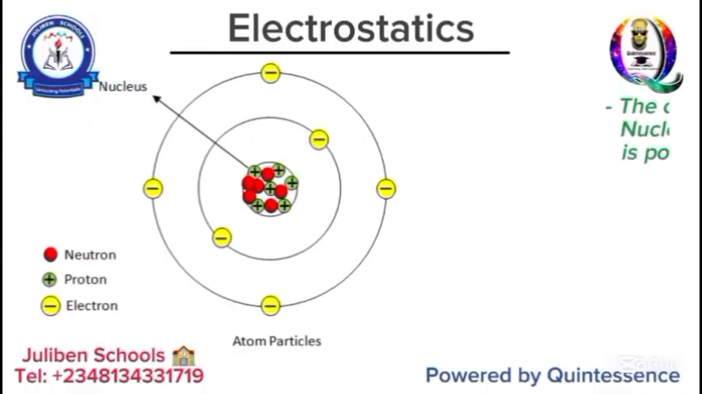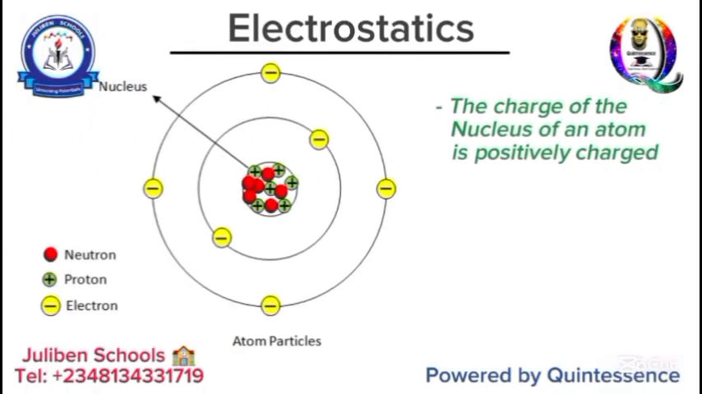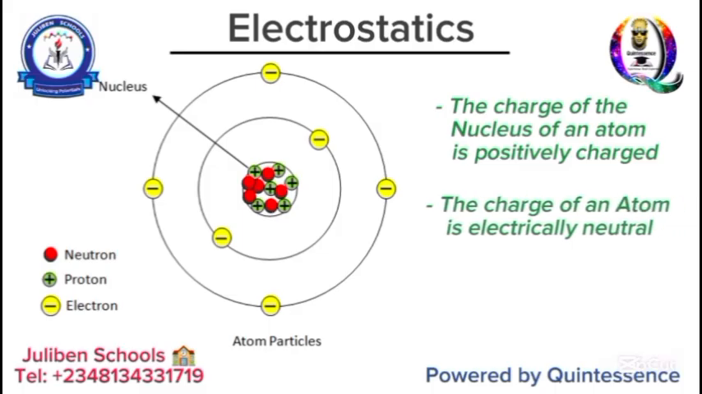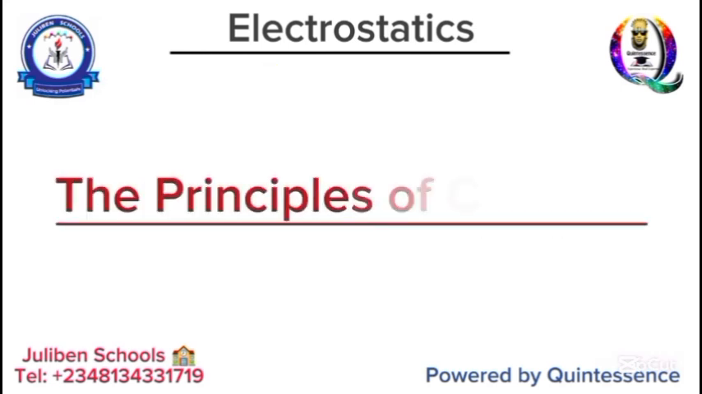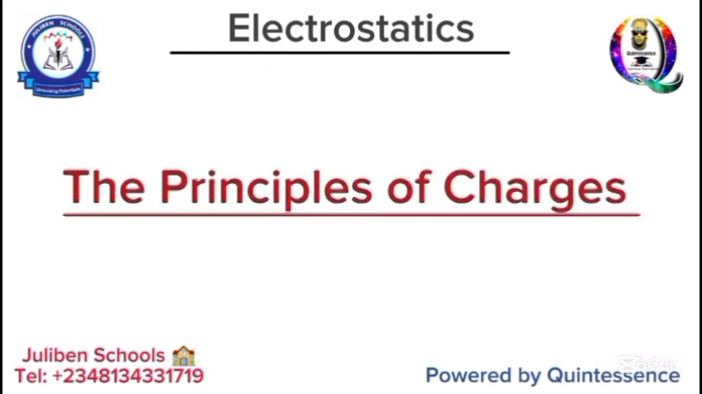However, take note, the nucleus of an atom is positively charged, right? Because it contains positively charged protons and neutrons. While the atom as a whole is said to be electrically neutral because the number of positively charged protons is equal to the number of negatively charged electrons. So you declare it electrically neutral. So that takes us to the principles of charges.